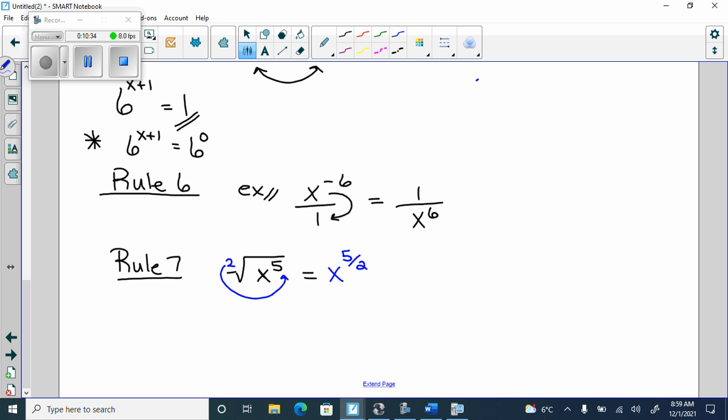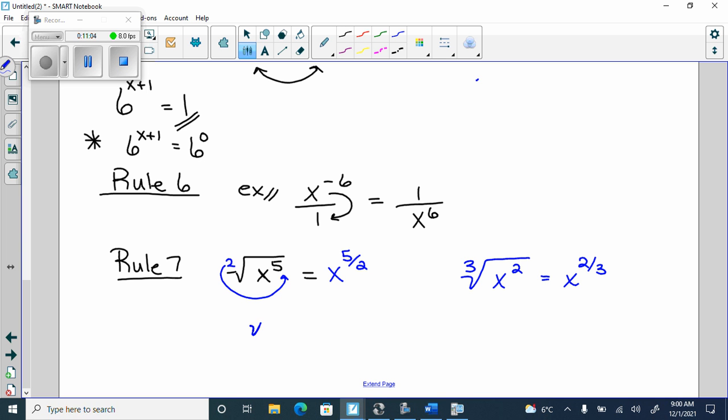So, say it's like this. Say it's the cube root of x to the 2. What would this be the same as? X to the 2 over 3. And we use this a lot in calculus as well. When you do derivatives, if you have radicals, you have to change them to exponents every single time. Every single time you have a radical, in order to find the derivative of it, you have to change it to an exponent instead of a radical.